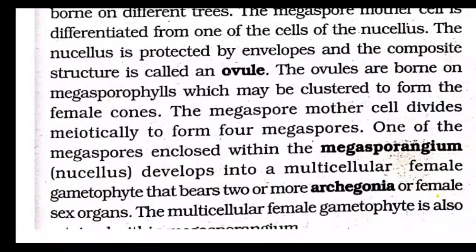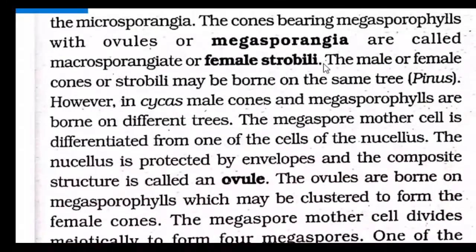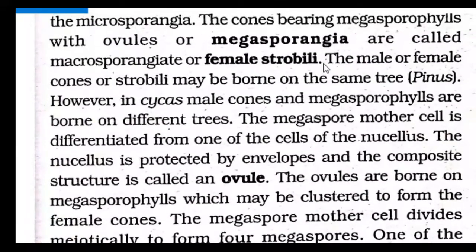Now we are going to talk about the megaspore. The cones bearing megasporophylls with ovules. Ovule is also known as megasporangium. Ovules, or megasporangia, are called megasporangiate or macrosporangiate or female strobili or female cone. As we discussed in the case of microsporangia, the same we are explaining about the megasporangia.